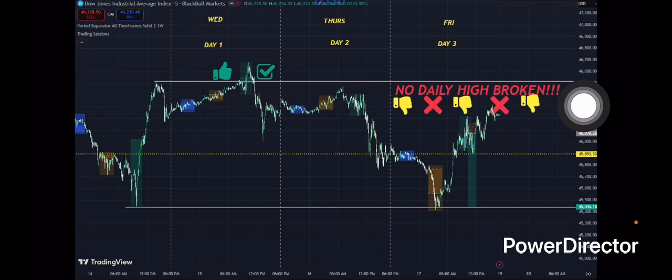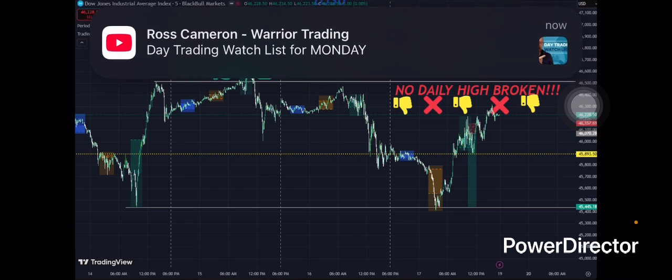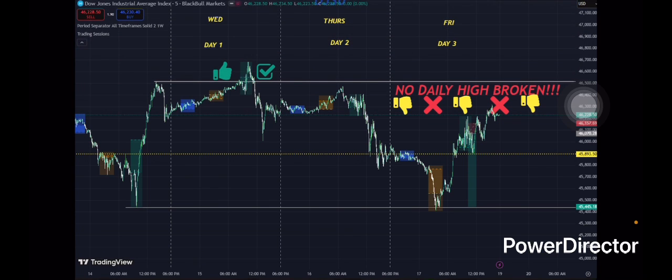And when we lose, we should go back, keeping the system in mind, and ask ourselves, why did we take this trade? Why did we lose this trade? What can we look for? What can we do better next time to avoid this happening, right? So, just to reiterate, we need to see a daily or weekly level broken before we take a trade, right?